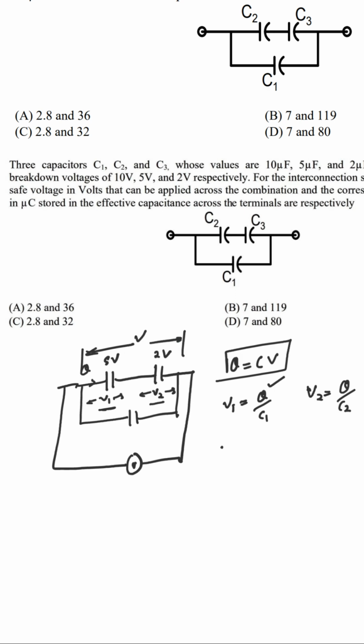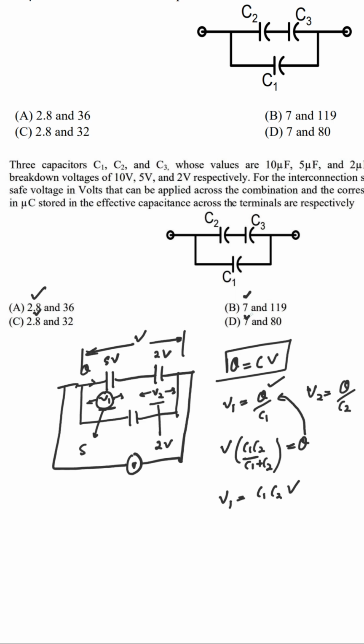So the voltage applied is V. The capacitor combination in series is C1 C2 divided by C1 plus C2, like resistance in parallel, and this is equal to Q divided by V. When you put this value in here, you will find out the value of V1, because C1 is given, C2 is given, and V, the applied voltage, is given. So you need to check if V1 goes beyond the value of 5 volts, which is the cutoff value, or if V2 goes beyond the value of 2 volts, for the two voltages, that is 2.8 or 7.